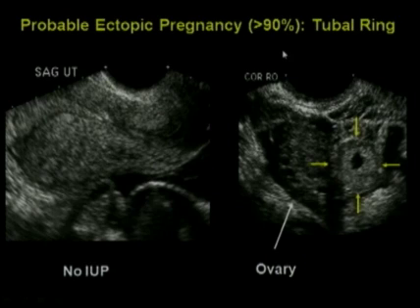This is an example of a tubal ring without an embryo or a yolk sac, nothing in the uterus. There's some free fluid, but very importantly, here's the ovary. But beside the ovary, outside the ovary and beside it, we see a fluid collection surrounded by a bright ring called a tubal ring. Because there's no yolk sac or embryo, we can't say there's 100% likelihood of an ectopic pregnancy, but it is highly likely, over 90% chance of ectopic because of the tubal ring.